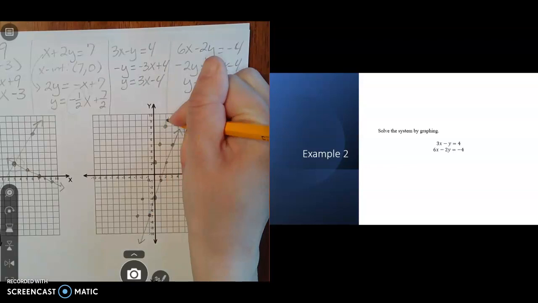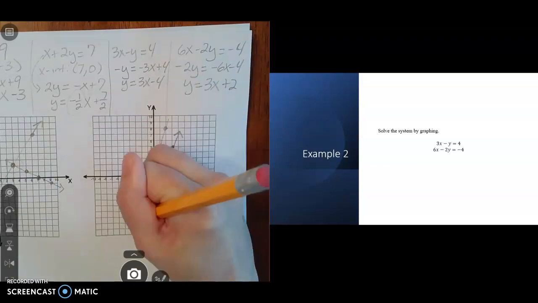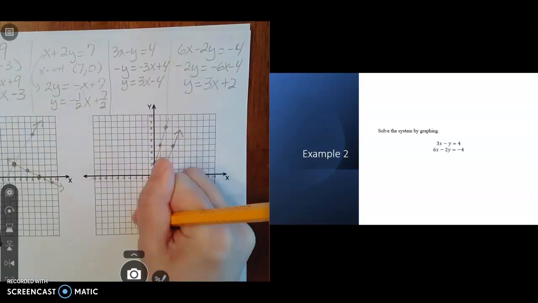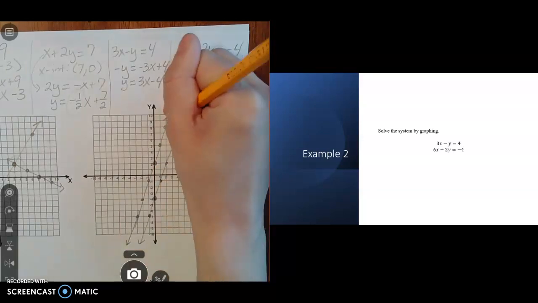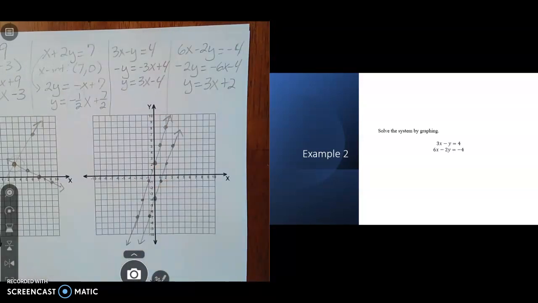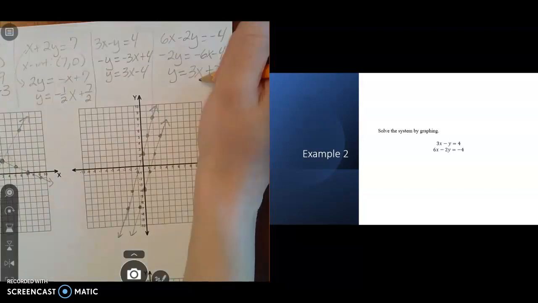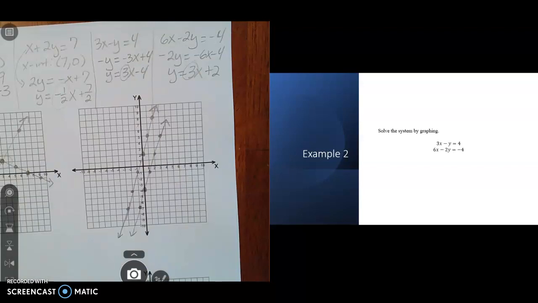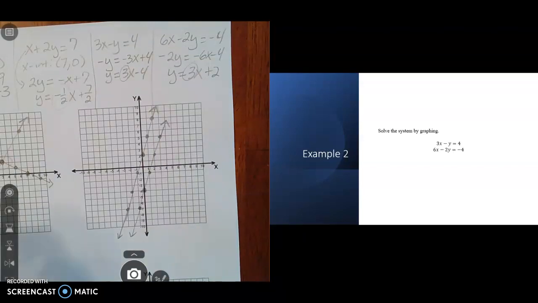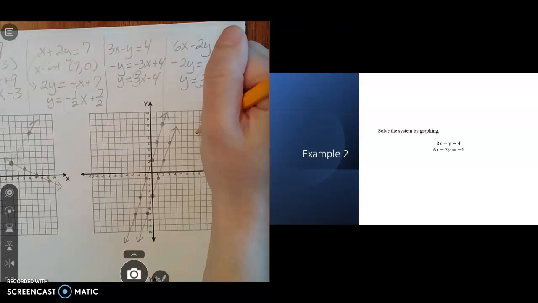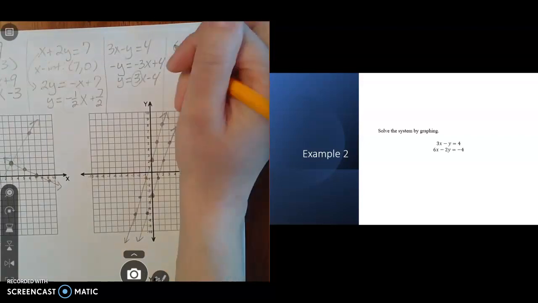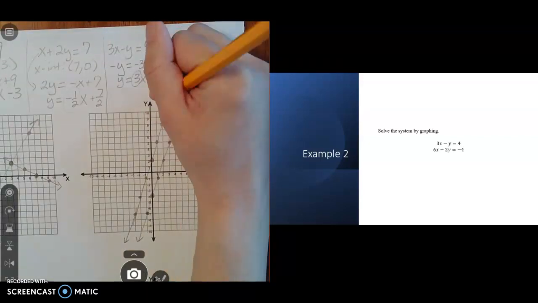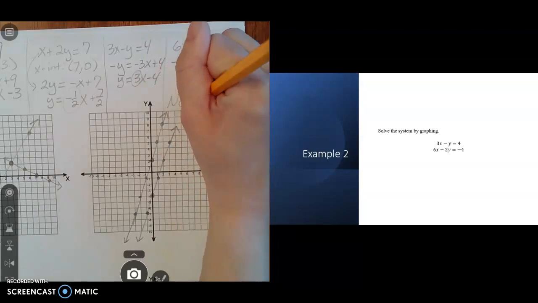And I don't know if you guys are noticing this, but my lines are not intersecting, and they're not going to intersect because they are parallel. Okay? And you might even notice that before we got graphing because they have the same slope. Same slope means that they are going to be parallel lines, and parallel lines never intersect. So this is a no solution. That's what that looks like.